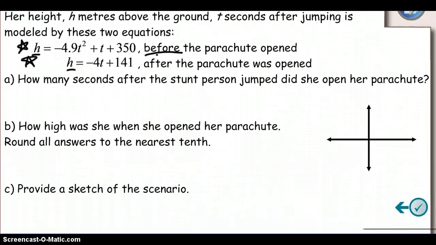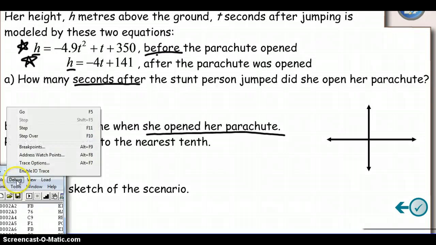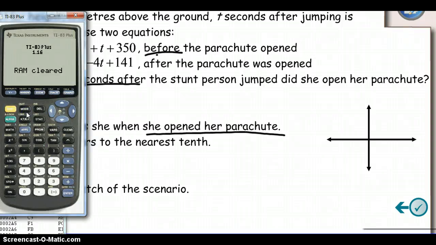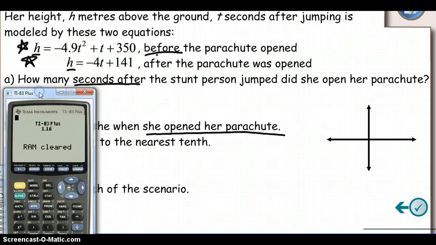If you notice, that is a quadratic linear system. So the easiest way to do this, if I'm trying to find the time when she opened her parachute and the height when she opened her parachute, is to graph it. When you see a decimal, lean towards the graphing method of solving. So I'm going to pull up my graphing calculator here. And sorry, I have to do the debug one here, so I'm going to try and be as efficient as I can with my time.